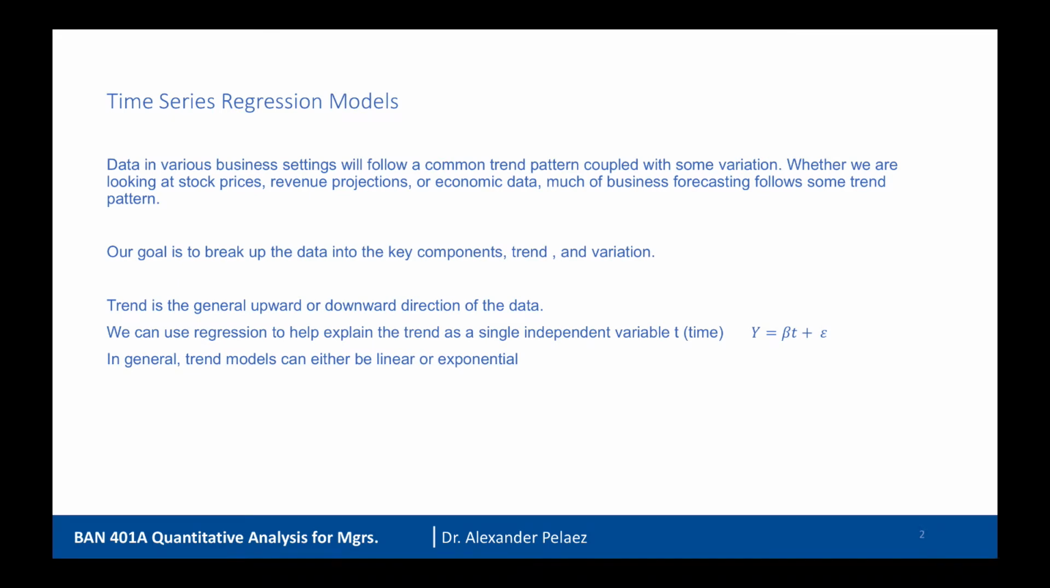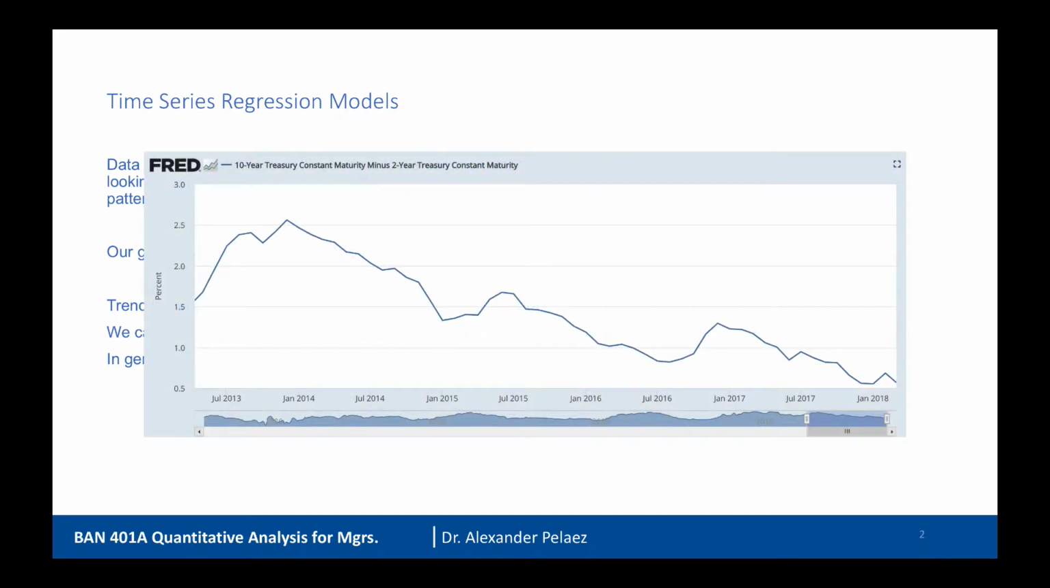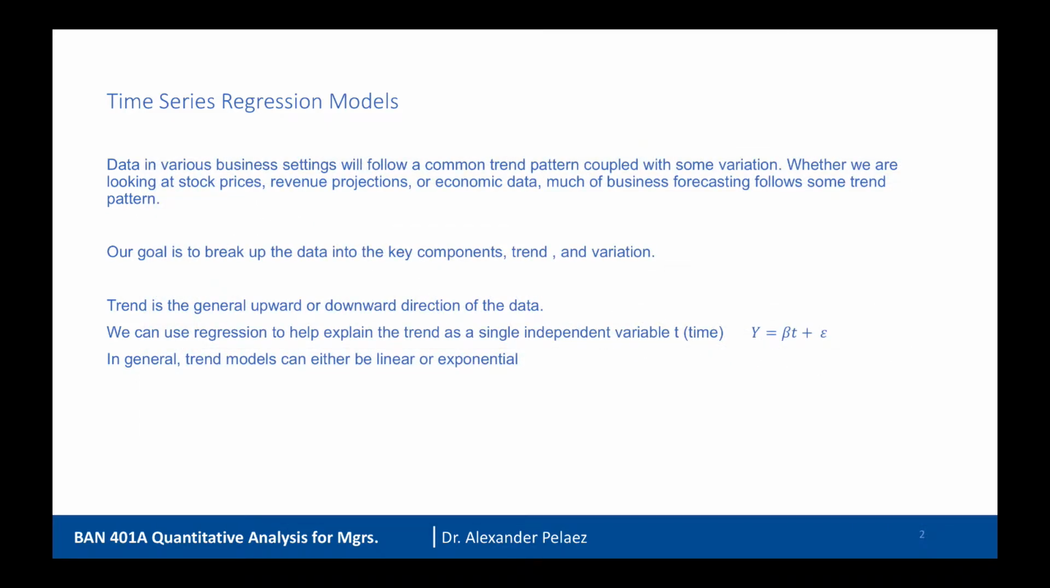So data in business settings will follow a trend pattern. Now, if you consider that trend pattern as a linear line, then it kind of would make sense in some way that the regression equations would work, considering it's a linear line. So whether we're looking at a stock price, revenue projections, economic data, we are going to have some trend pattern. And our goal with time series is to break the data up into key components, a trend and some variation, and later on some seasonality.